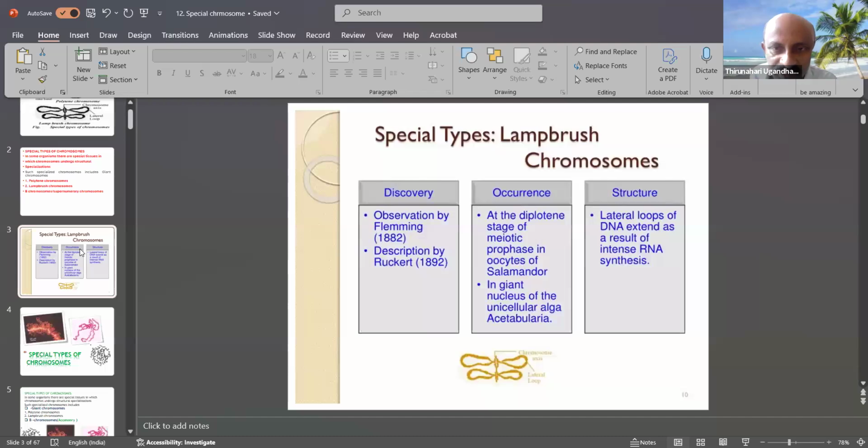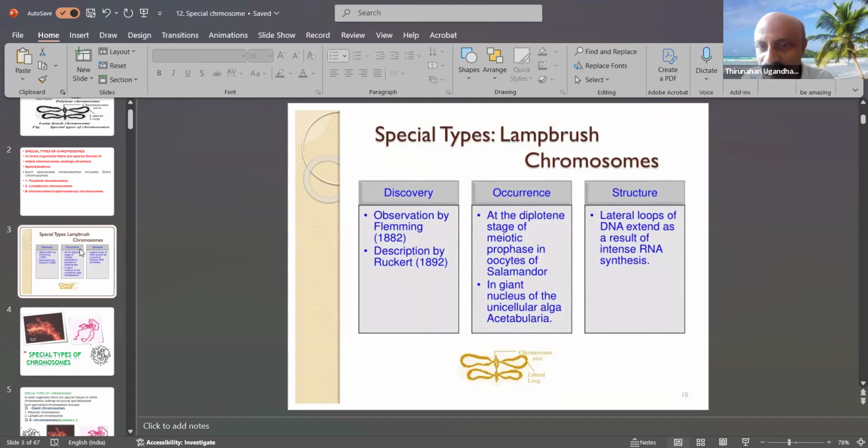So these special types of chromosomes: the discovery and occurrence of the structures observed by Flemming in 1882, description by Ruckert in 1892, special types of lampbrush chromosomes. Lampbrush means a brush for cleaning a lamp, a lamp-like structure. That is called a lampbrush.